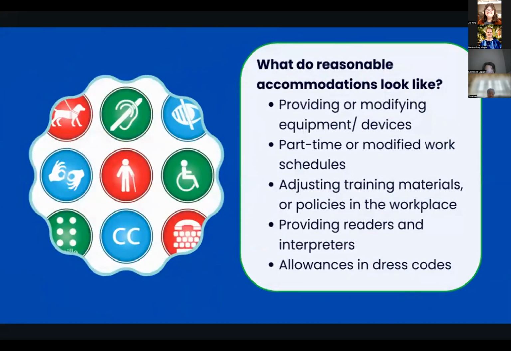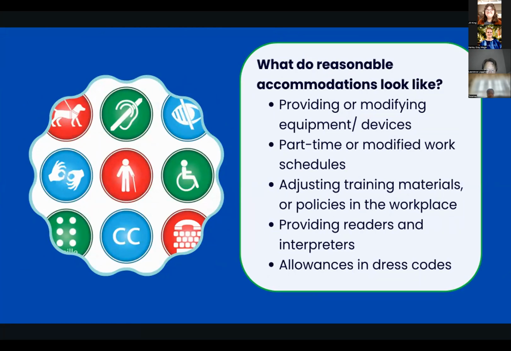So what do reasonable accommodations look like? They can look like a lot of different things, including this, but not limited to providing or modifying equipment and devices. So, for me, if I were to go to a job, they would need to help provide me with a screen reader so that I would be able to access the material as need be. Part-time or modified work schedules, adjusting training materials or policies in the workplace to better accommodate disabled employees, providing readers, I believe those are the screen readers, interpreters, as well as allowances in dress codes.